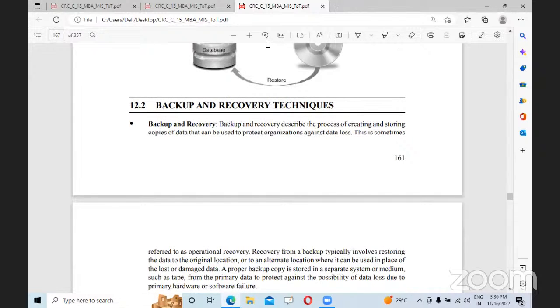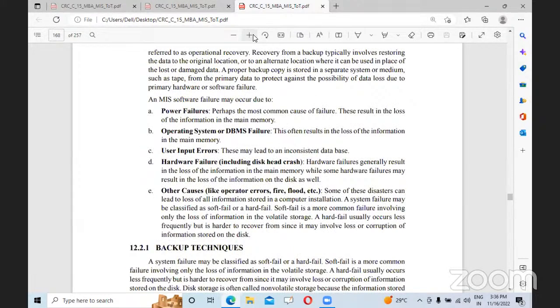Backup and recovery describe the process of creating and storing copies of data that can be used to protect organizations against data loss. This is sometimes referred to as operational recovery. Recovery from a backup typically involves restoring the data to the original location or to an alternate location where it can be used in place of lost or damaged data. A proper backup copy is stored in a separate system or medium, such as tape, from the primary data to protect against the possibility of data loss due to primary hardware or software failure.